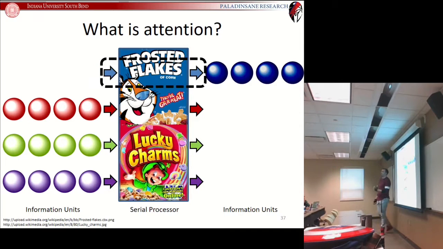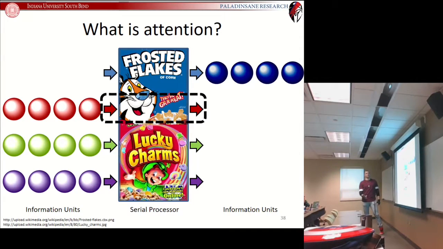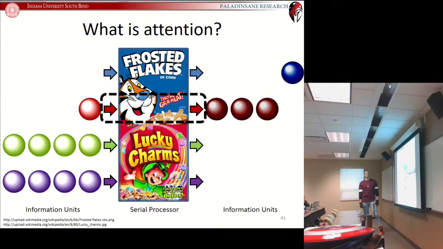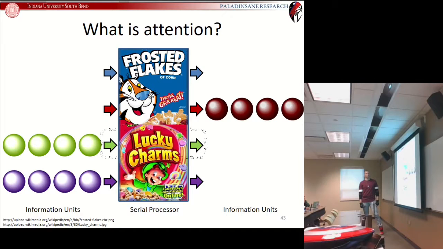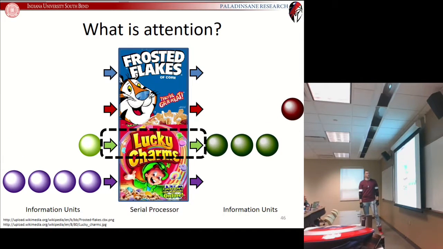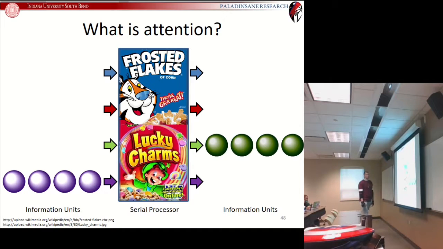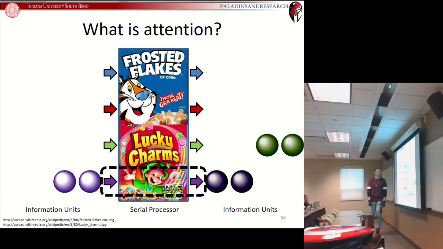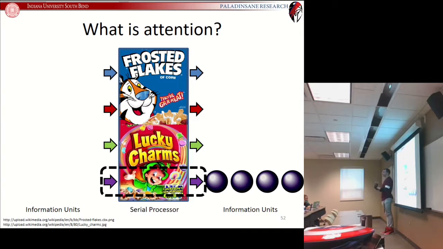And then once it's done with the blue stream of information, then it can switch and start taking in the red stream. So the blue stream now is traveling somewhere else. The red stream comes in. And then finally it can do the green stream, piece by piece by piece by piece. And then finally it can do the purple stream, piece by piece by piece by piece. And it takes a lot longer for the serial processor to process that info.